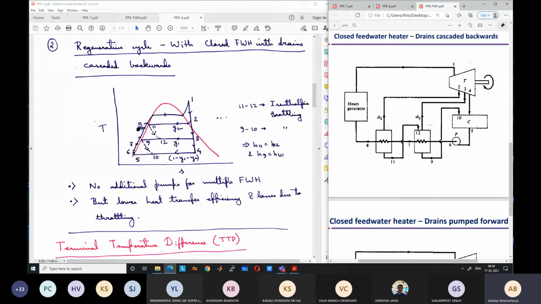So this point 8 has to be lower than which point? Does it need to be lower than point 11? Is this diagram wrong? Or can it be higher than point 11? Temperature at 11. The liquid water at state 8, can it be at a higher temperature than temperature T11?